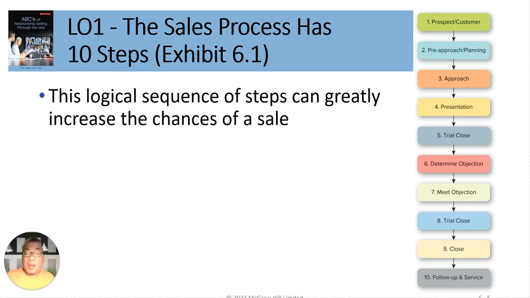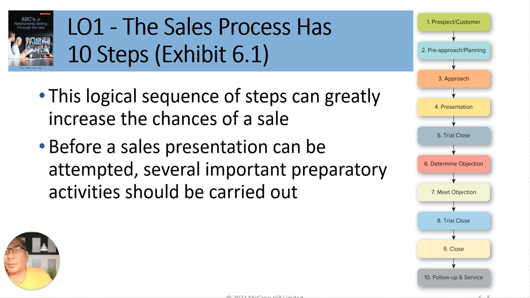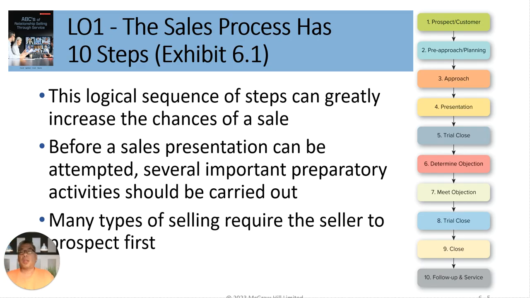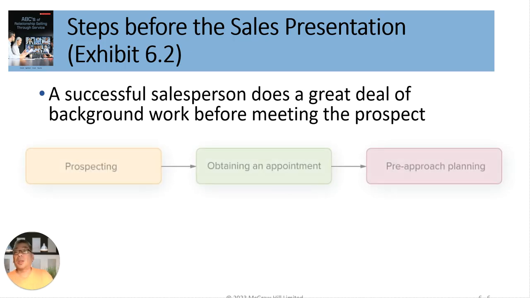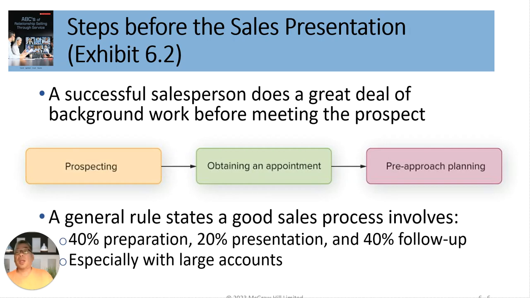Let's look at the details of this logical sequence. A step can be increased by a change of sale. Before a sales presentation can be attempted, important preparatory activities should be carried out. That's the key part. Relationship selling requires the seller to do prospecting first. You need to understand who you are going to prospect. A successful salesperson does a great deal of background work before meeting the prospect. Prospecting includes obtaining an appointment and pre-approach planning. As a general rule, a good sales process involves 40% preparation, 20% presentation, and 40% follow-up, especially with large accounts.